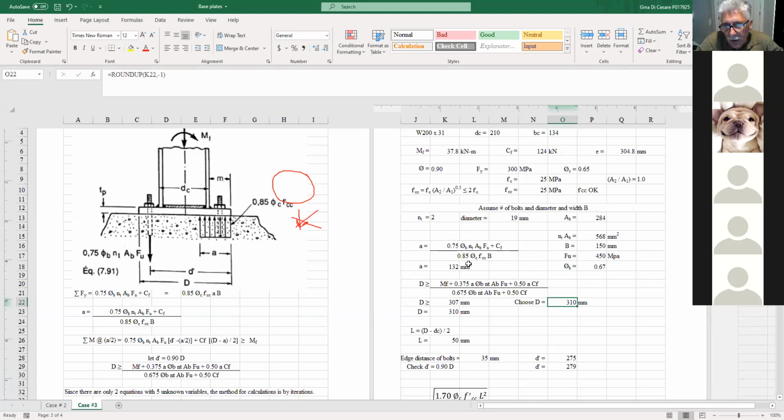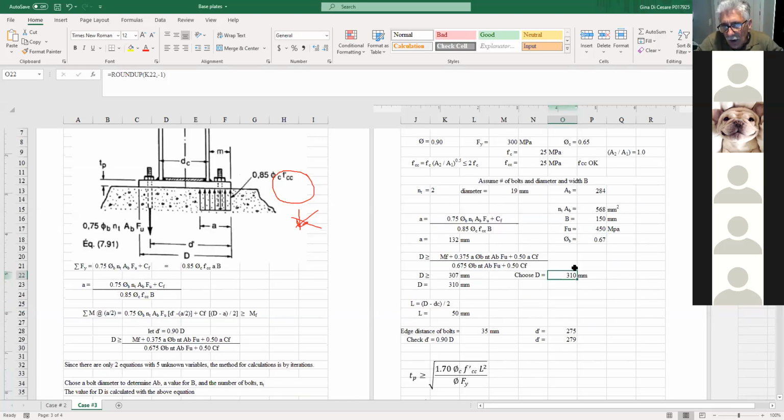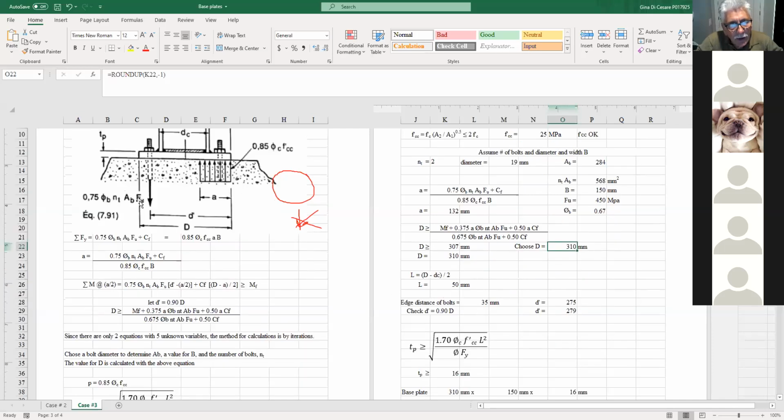And then I use this equation to calculate my D, and I see that the D is okay. Once it finalizes my D, it calculates the overhang, which we call M and N. Well, here they call it L. And it just checks to make sure I'm within whatever I assumed up here. This is pretty close, so as far as I'm concerned, this is okay.